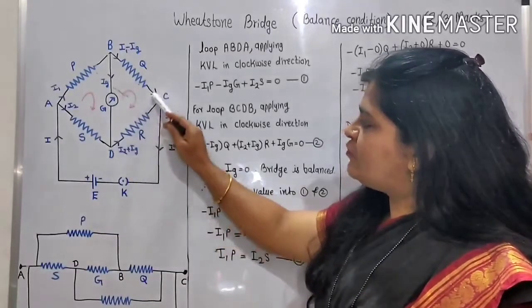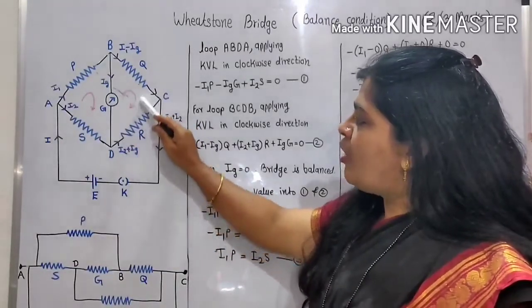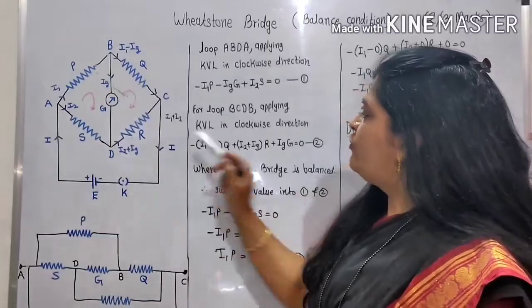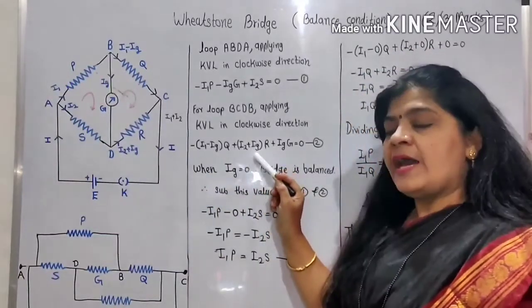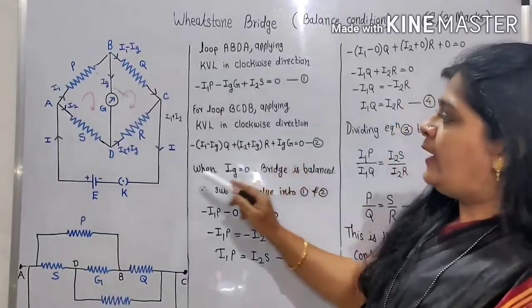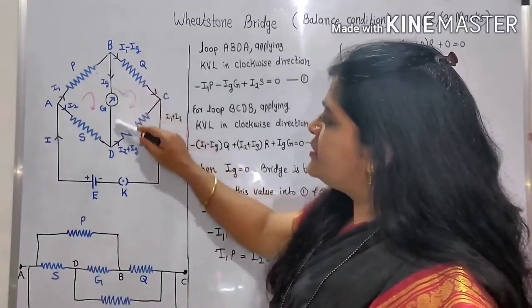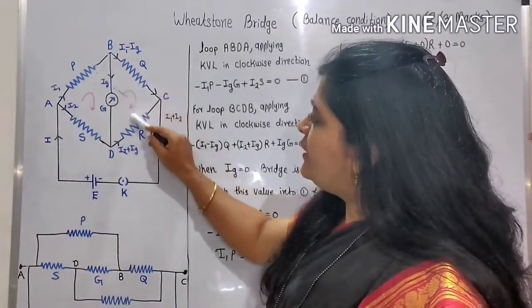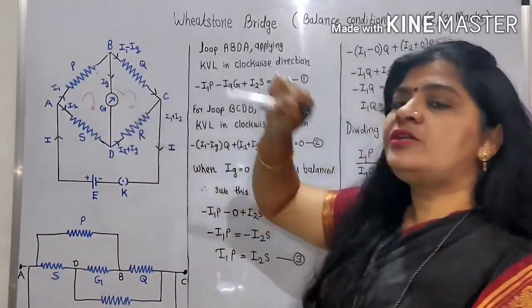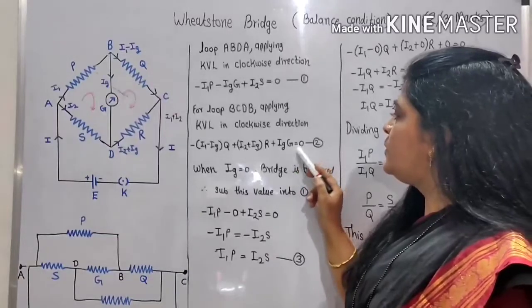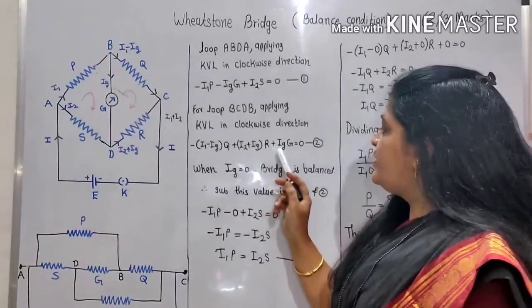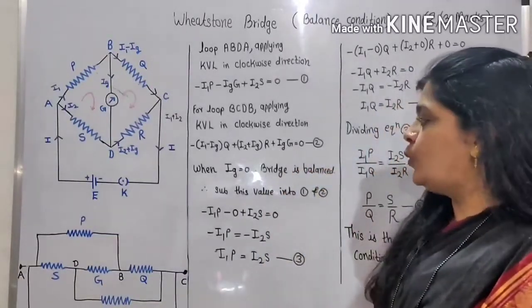Next, the current is flowing in the opposite direction of our path. Therefore, that product is taken as positive, (I2 plus Ig) into R. And again the product is taken as positive because we are going in a clockwise direction, which is opposite to the current, plus Ig into G is equal to 0. That equation gives us equation number 2.